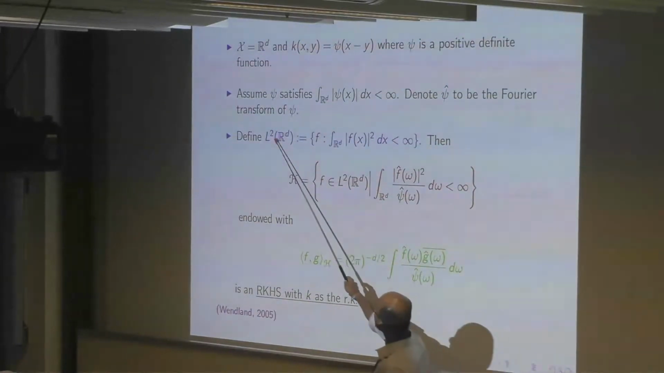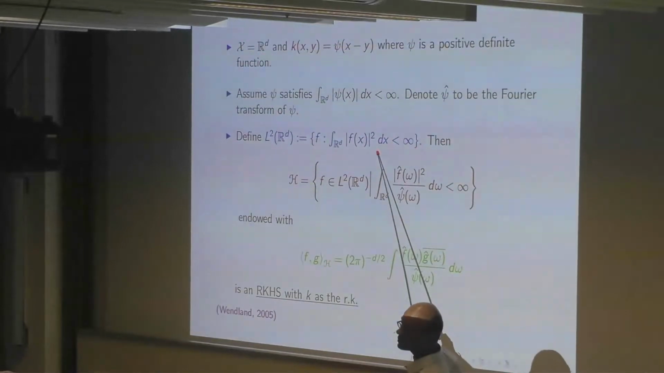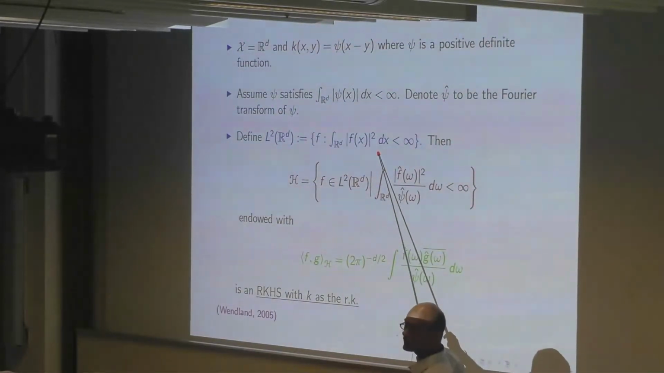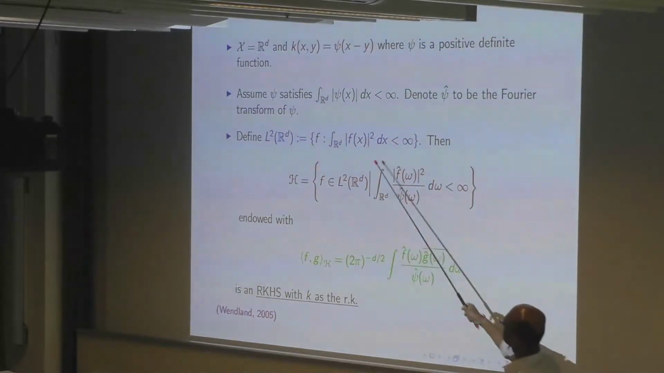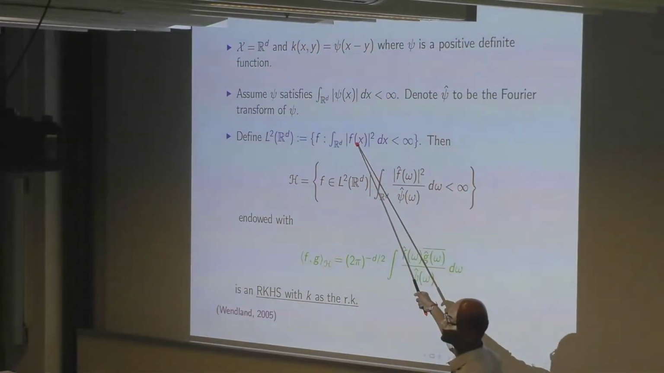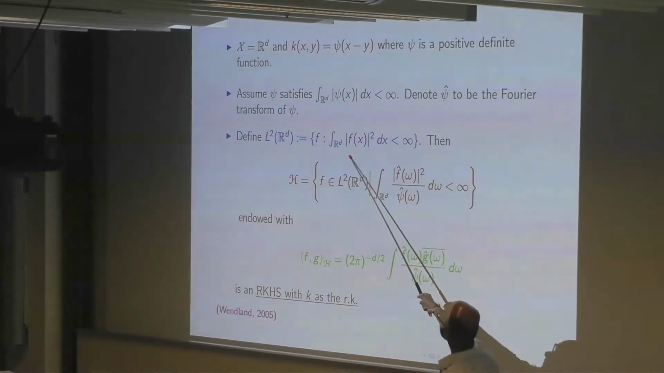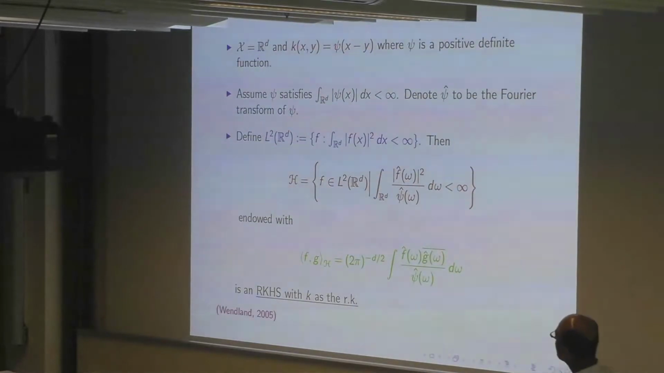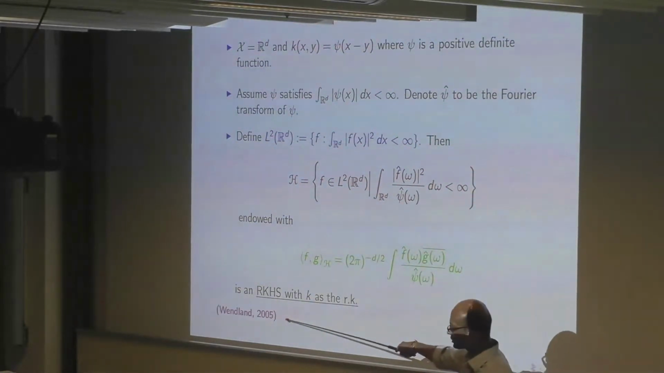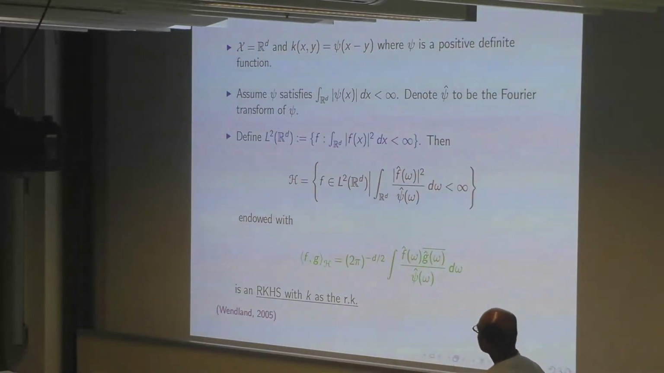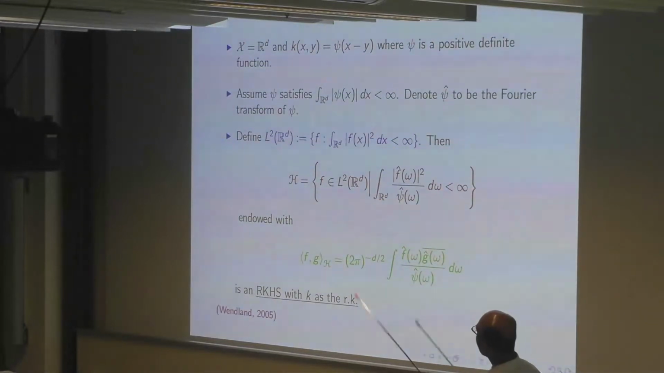Now a notation: L2 of R^d contains all those functions which are square integrable. Obviously, the function f cannot decay to infinity much slower. There has to be some rate at which it decays to infinity such that this integral is well defined. I'm quoting this result from Wendland's book. I also mentioned this in the suggested reference. Oh, maybe not. Maybe I forgot.